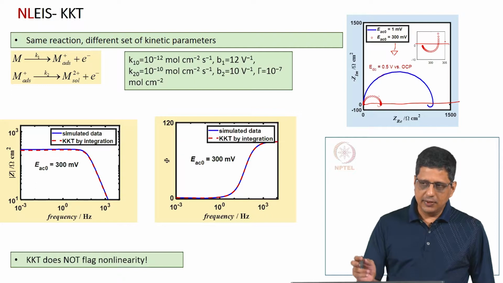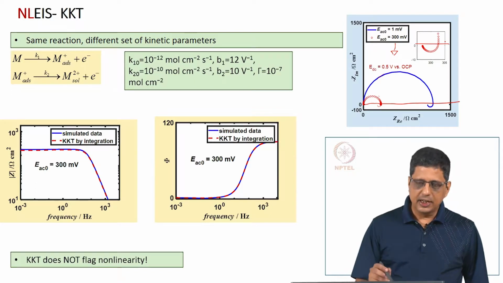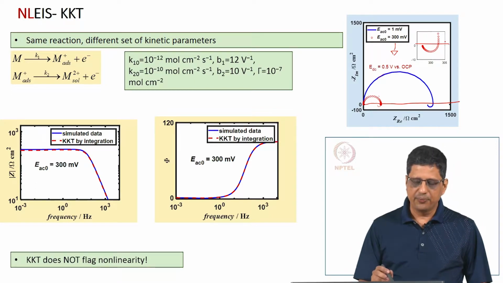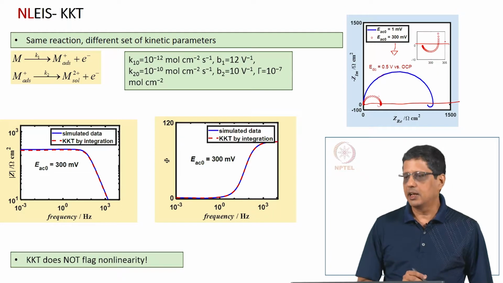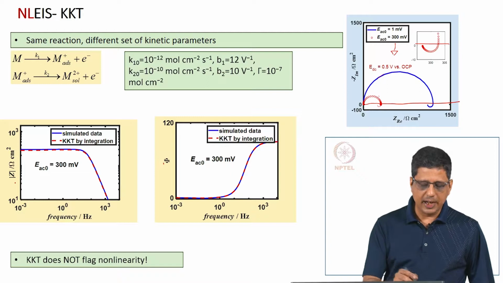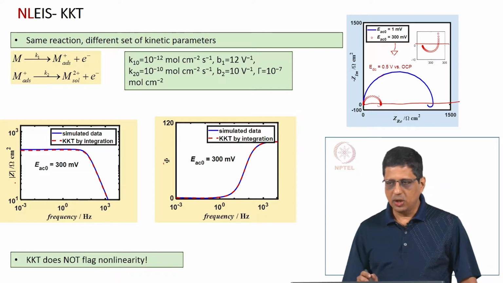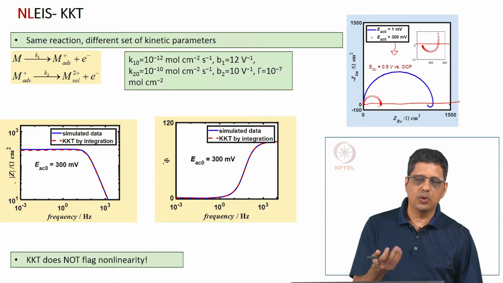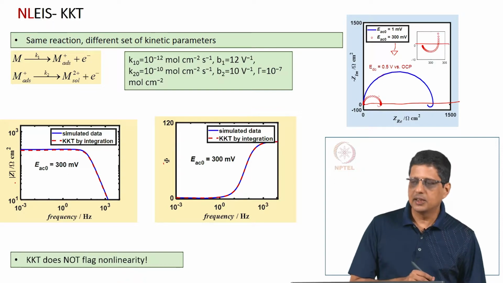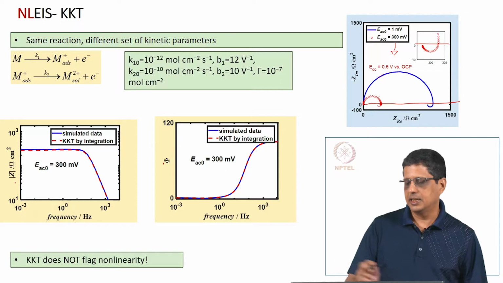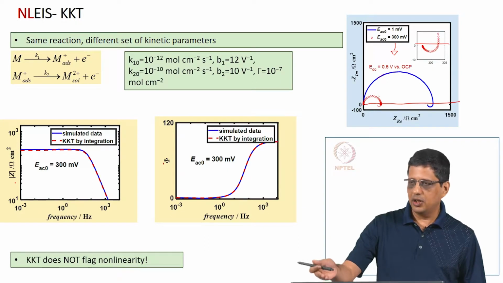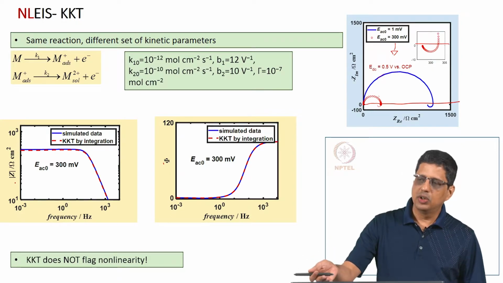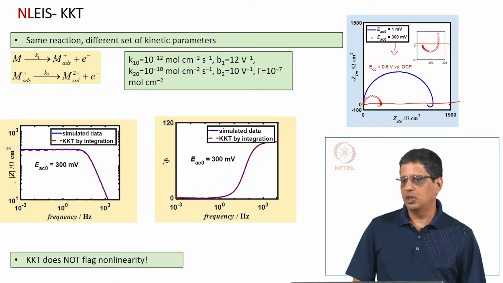In this case, even when the data is generated with 300 millivolt perturbation, we find that it is KKT compliant. So, the real and imaginary part are phase and the magnitude. When I plot them in Bode plot for the original data and compare with the transform data, they overlay very well. KKT does not flag non-linearity in this case. Although by looking at this figure, you can clearly say yes, 1 millivolt data is different from the 300 millivolt data.